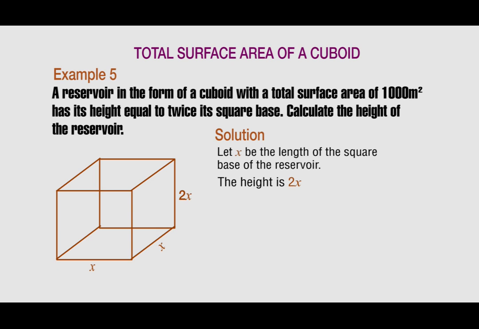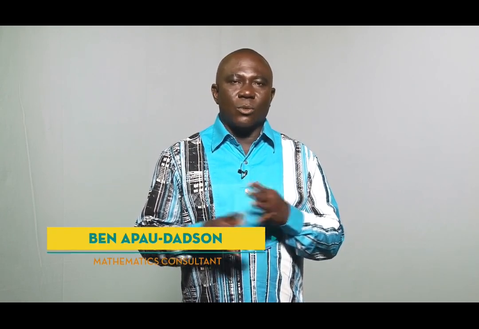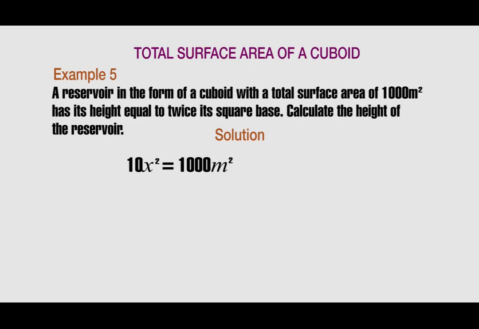This implies that the total surface area is equal to 2 into brackets x squared plus 2x squared plus another 2x squared. And when you simplify that, we have 10x squared. From the question, the total surface area is given as 1000 meters squared. We can then equate these two values, the 10x squared and the 1000 meters squared. So you have 10x squared equals 1000.